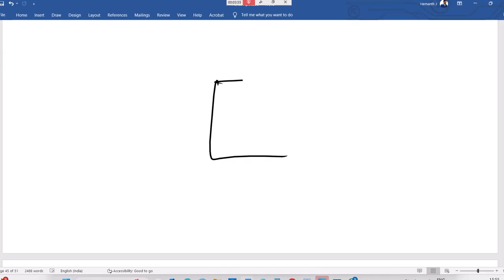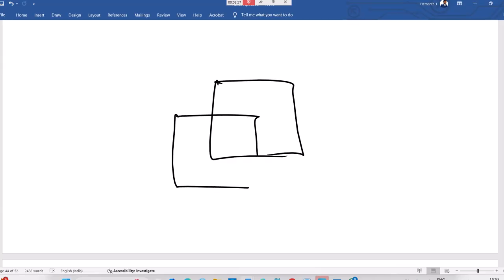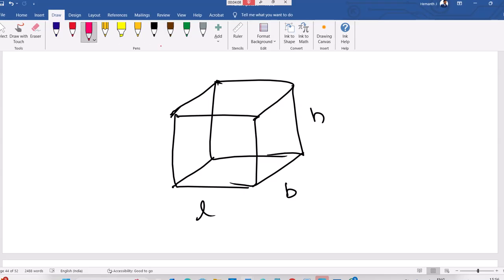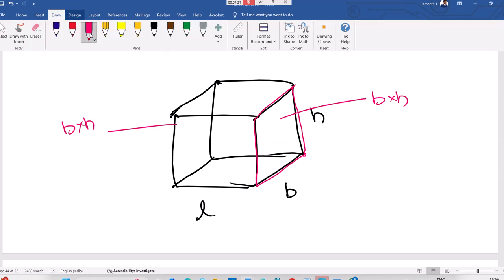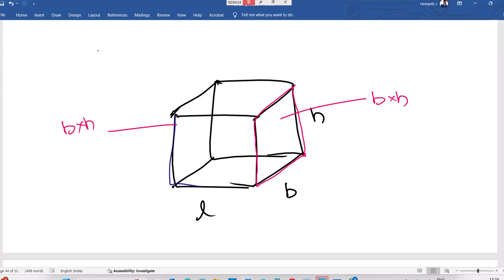See, if we have a wall, only the walls' area, right? Top and bottom is L into B. This is length, this is breadth, this is height. Guys, what is the right side area? Is this a wall or not? What is this area? B into H. Left side also B into H. Is this the front side? This will be a wall or not? What is this area? L into H. Back side also. Now, 4 walls.